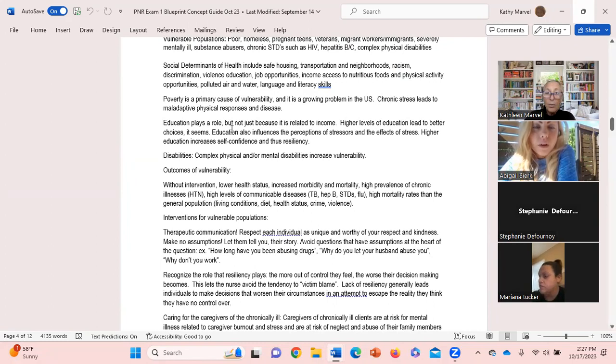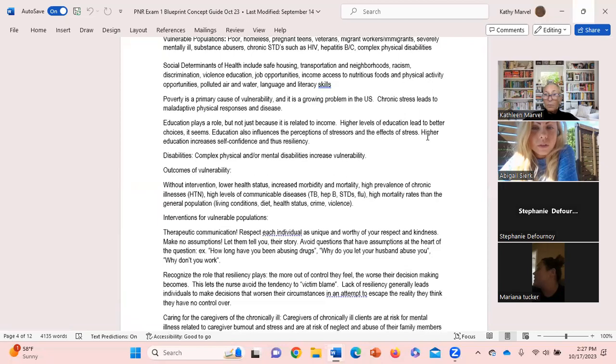Okay, education plays a role, but not just related to income. Higher levels of education lead to better choices. Education also influences perceptions of stressors and the effects of stress. Higher education increases self-confidence and thus resiliency.